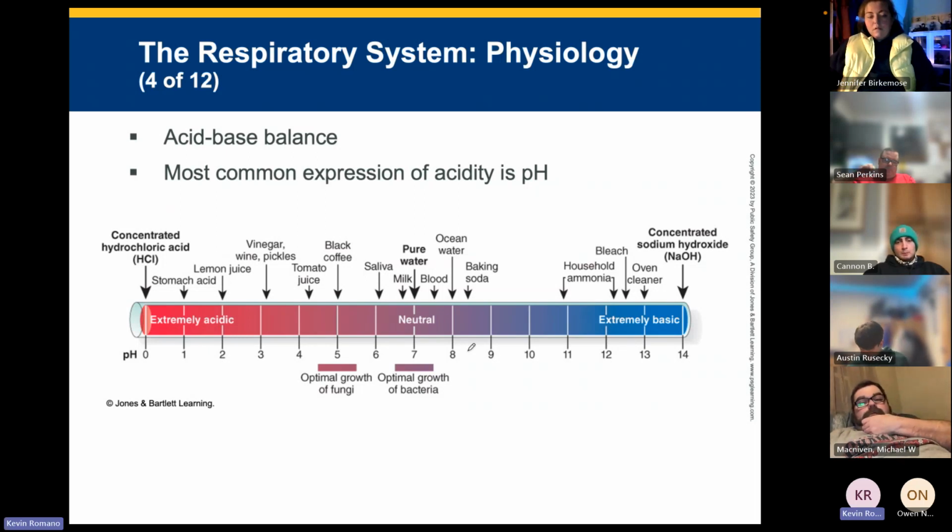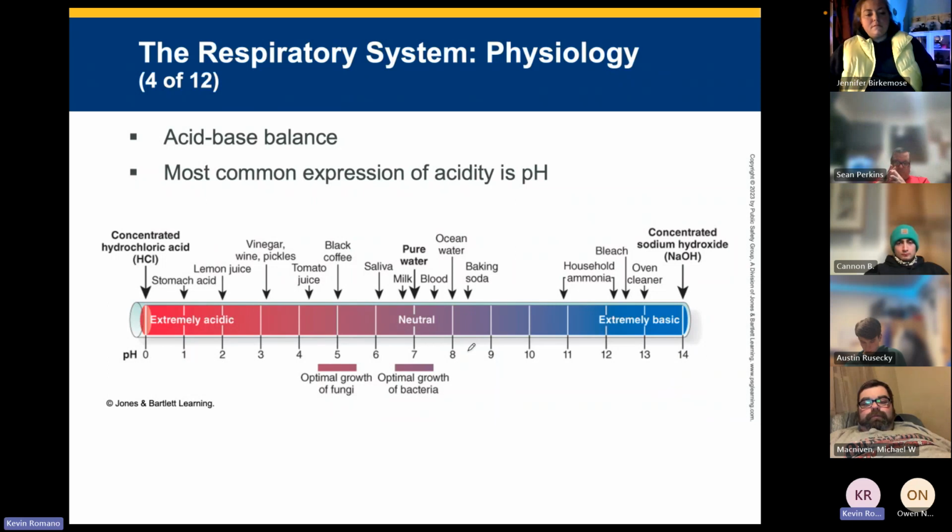An acid is a substance that increases the concentration of hydrogen ions in a water solution. A base is a substance that decreases the concentration of hydrogen ions, and the most common expression of acidity is pH. When the pH is higher, the blood is too basic or alkalotic. When the pH is lower, the blood is too acidic or acidotic. Why is this important?